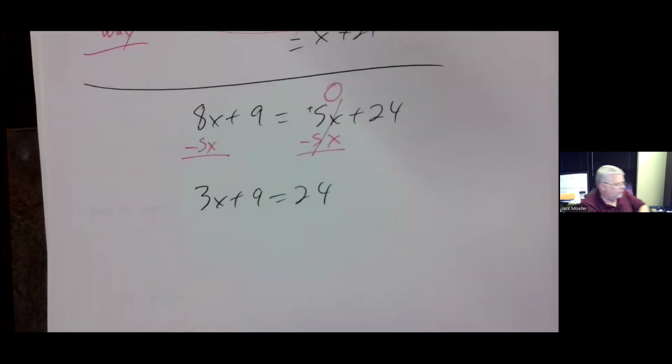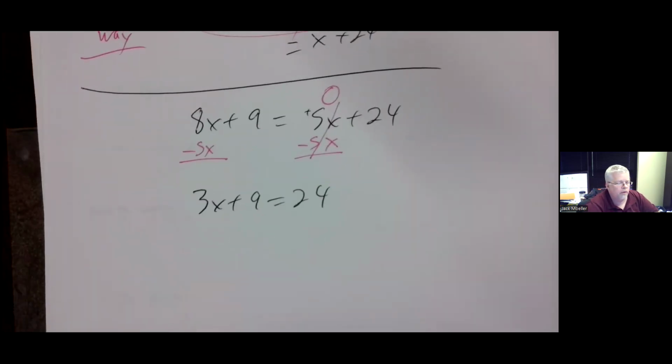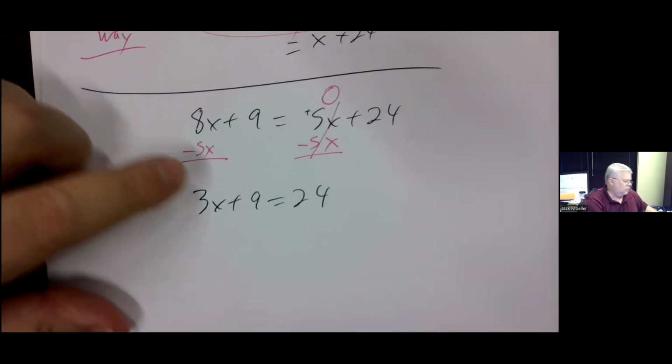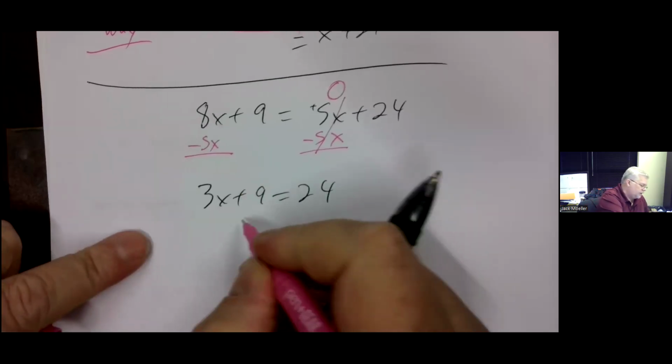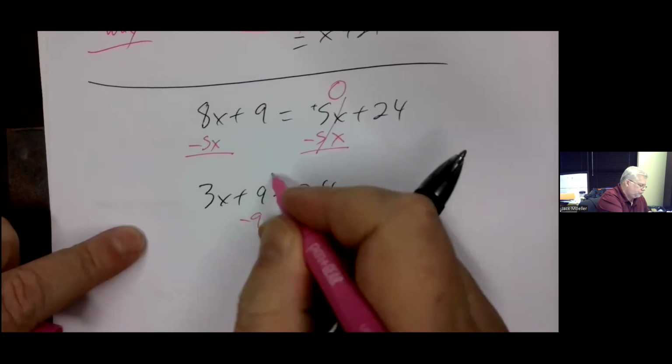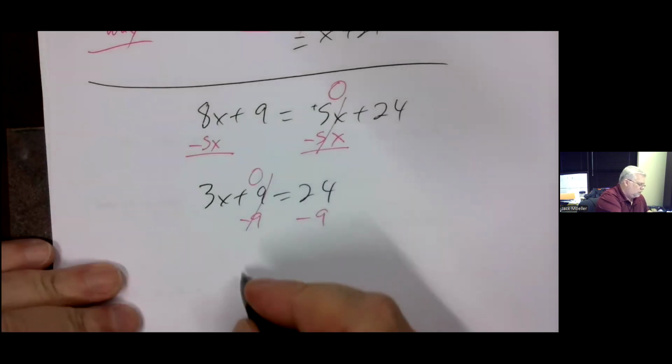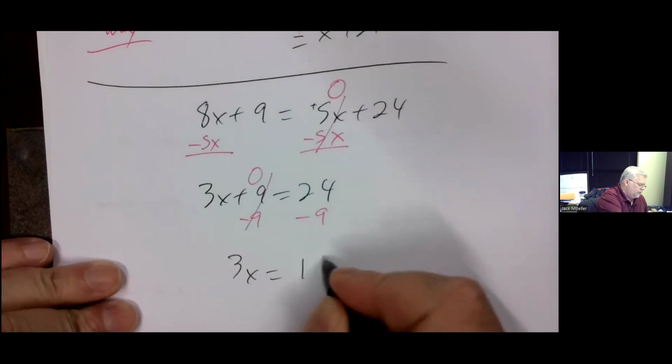And if you've gone through the first homework on this in the first video, now we're right back to equations that we've been solving multiple times. And so we're still trying to get x by itself. So next thing we do is subtract 9 from both sides. And we get 3x equals 15.